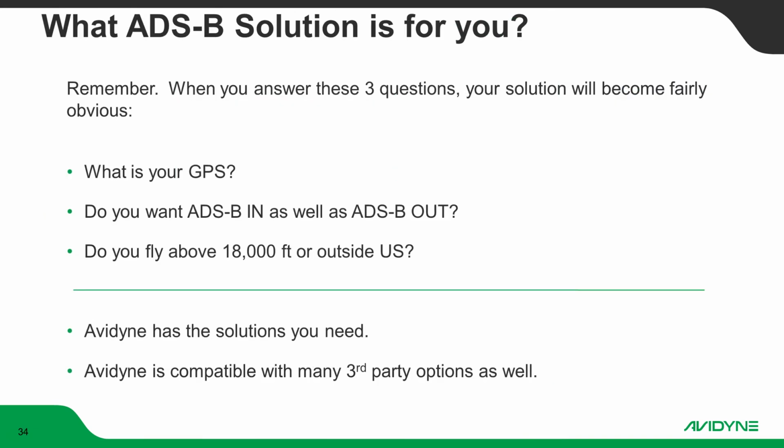So remember, when you're thinking about ADS-B, answer these three questions and your solution will become fairly obvious. What's your GPS? Do you want ADS-B in as well as out? And do you fly above 18,000 feet or outside the U.S.? Avidyne has the solutions you need, and we're compatible with many third-party options as well. So we like to work well with others.